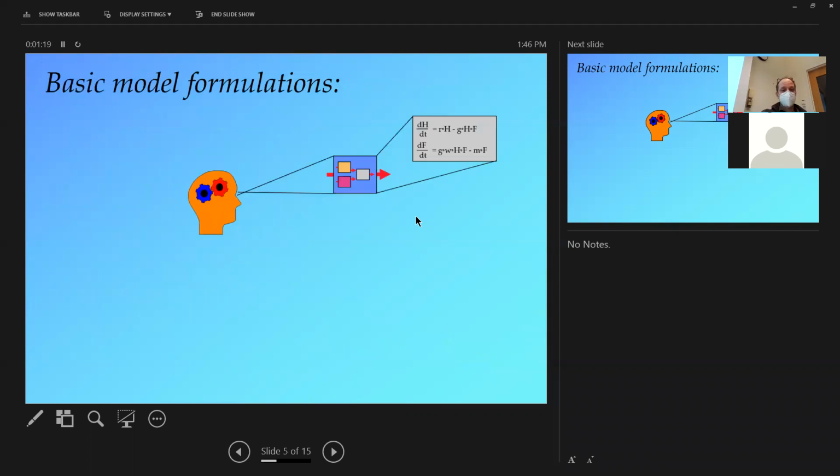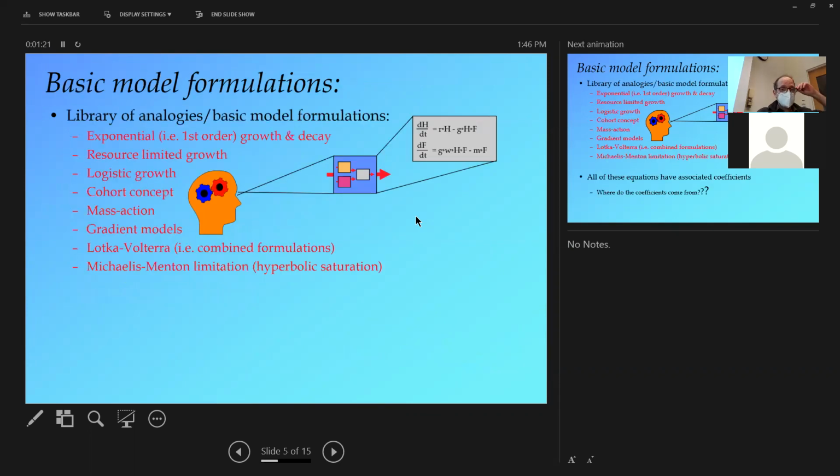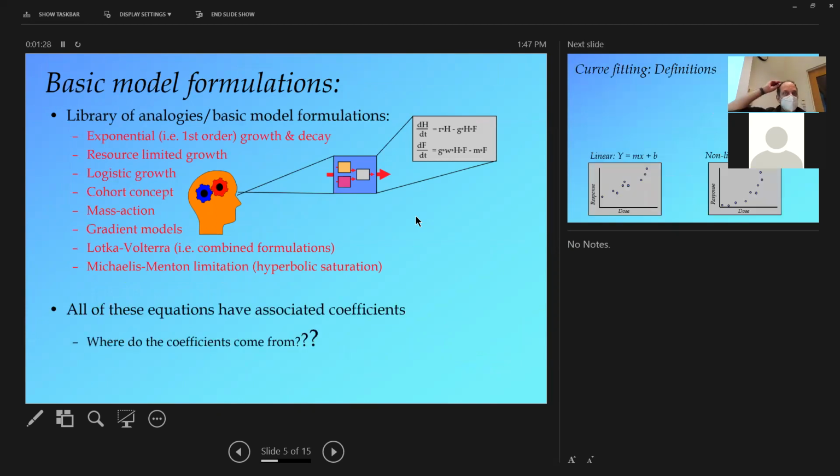Okay. All right. So we just talked about these sort of basic formulations. The thing about all of these basic formulations that we haven't talked about yet is that every one of them has coefficients involved in them. Every single one of them has an R, a K, some sort of factor, a set of coefficient values that we've just been kind of using.